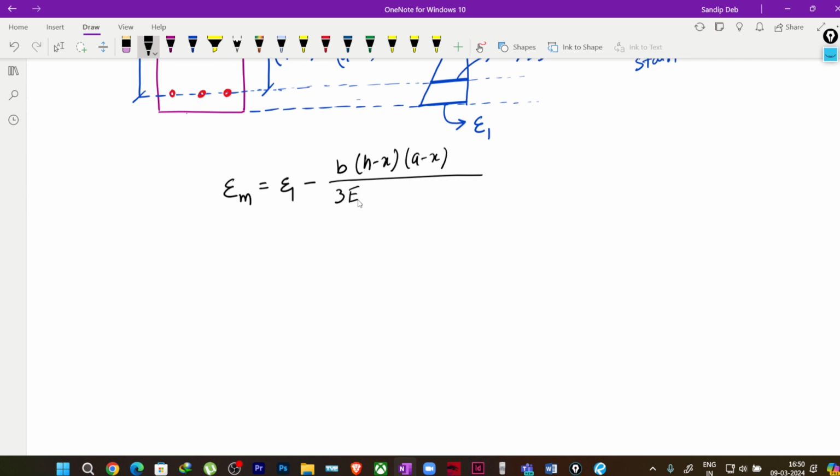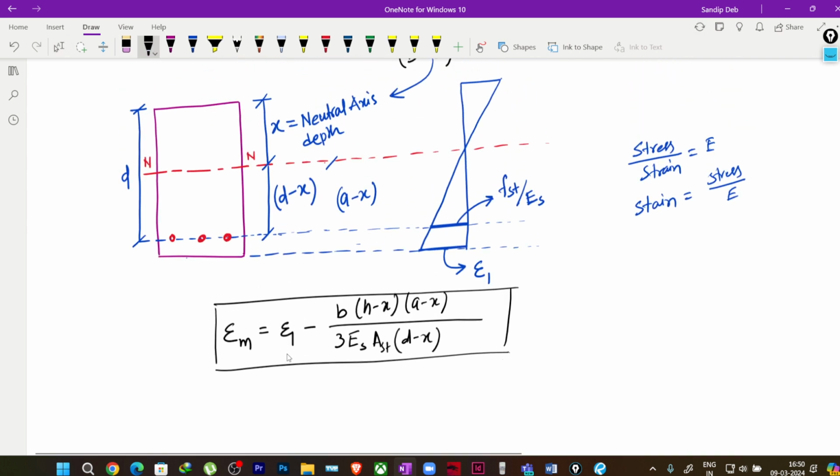3 into Young's modulus of steel into AS, the area of steel, I will write it as AST, divided by d minus x, small d minus x, that means effective depth minus x. Now this formula is given in the code, right? How this formula comes, I will explain in a while. See, why am I finding this epsilon 1? Because to calculate epsilon m I need this epsilon 1, which is nothing but the tensile strain in this concrete surface where we are going to find out the crack width.